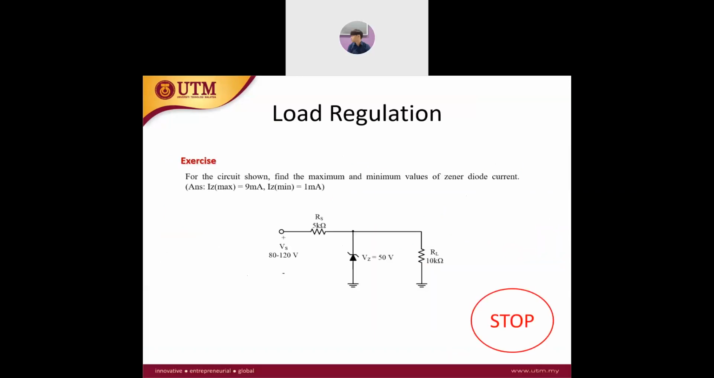So this is the exercise. You can try to do it at your own convenience. Then this is the answer. Please try it, and we will go through it in the next class if we have additional free time to discuss this exercise. So you have the answer here, so you can try.